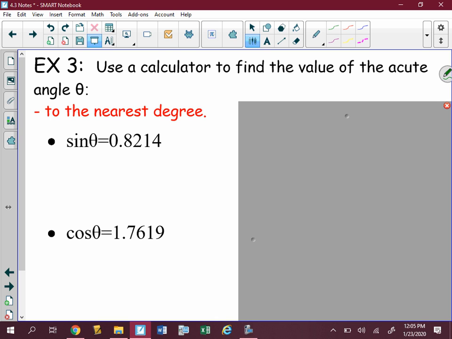So it says use a calculator to find the value of the acute angle theta. So we are finding an angle. So what buttons do we know we're going to have to push? Just regular sine, regular cosine, regular tangent? If we're finding an angle? Inverse. We have to use an inverse.